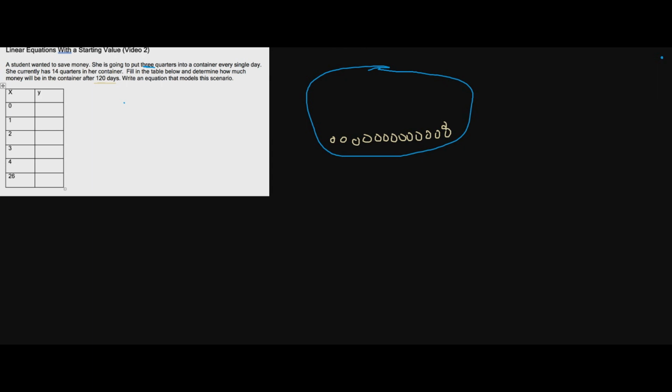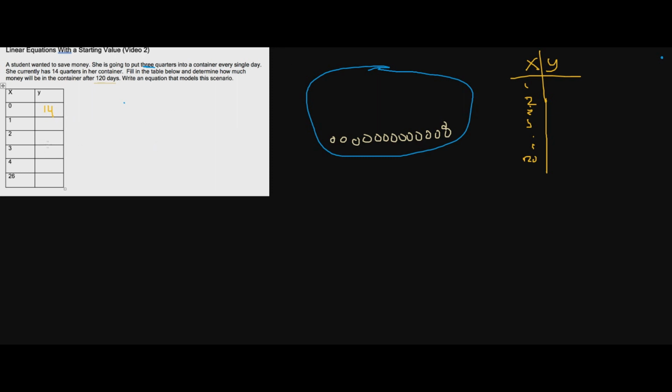Well, we want to be able to do this without having to make a table and go all the way down to 120. There's got to be some kind of shortcut. So what do we do? Before she starts putting money into the container, we ask ourselves, how much did she start with? Well, we drew this picture. She started with 14. So let's write 14 here.